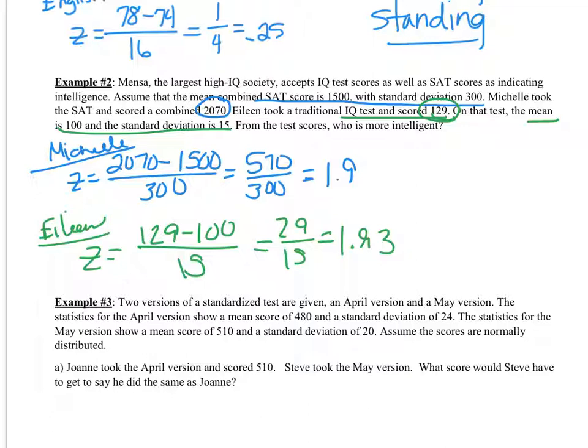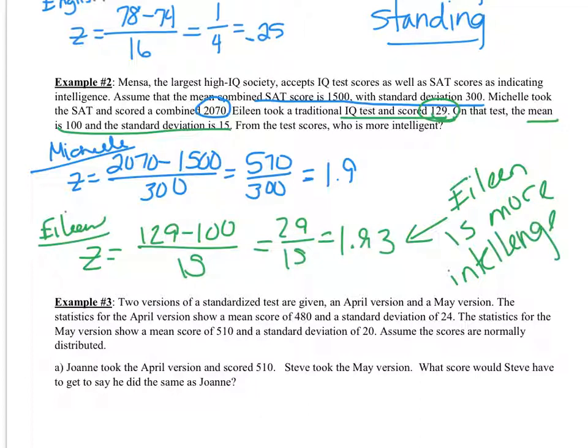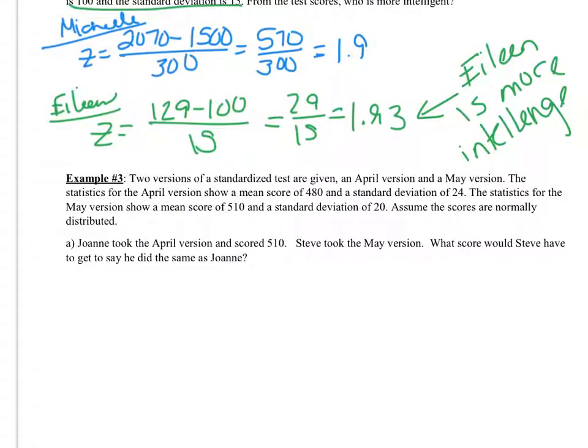So that means that Eileen here scored higher than the average and scored better than Michelle. So technically, according to Mensa, Eileen is more intelligent. It's the way Mensa decides, not me.